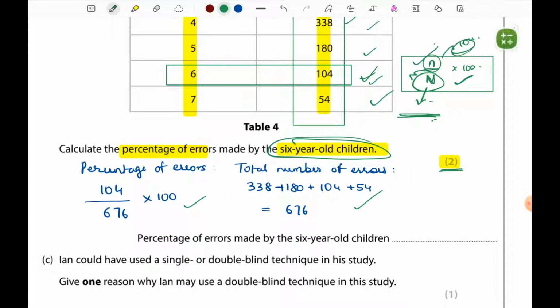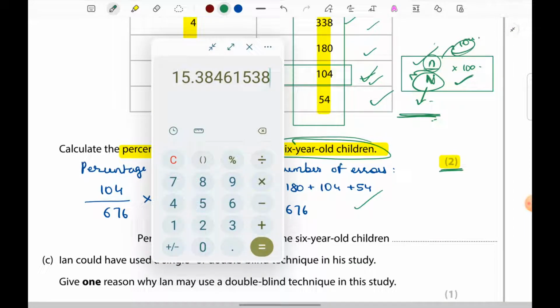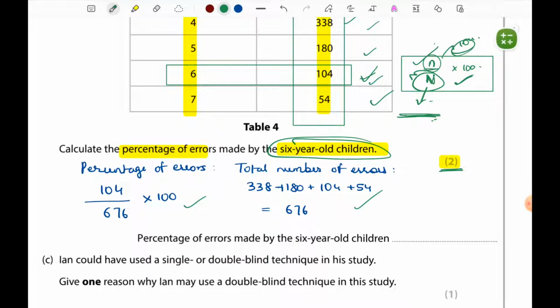To where we want to round it off is optional. 1 decimal, 2 decimal. In fact, even if we don't put any decimal place, even that is marked as correct. Though I would not recommend that. I would recommend 2 decimal places. So what we are getting on the calculator is something like 15.384 something. The third digit after the decimal place is less than 5. So I can retain 8 or the second decimal place as it is. So how I would write the final answer is 15.38%.